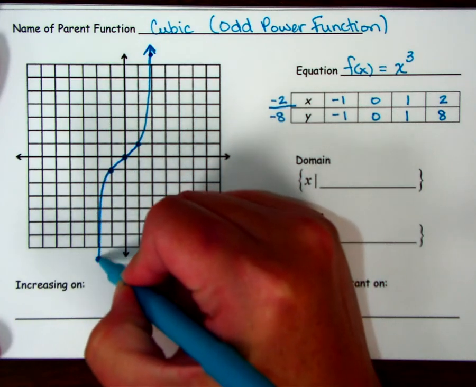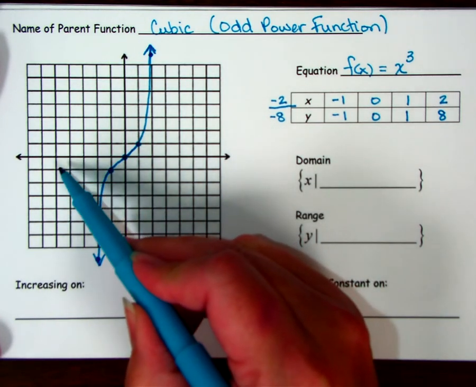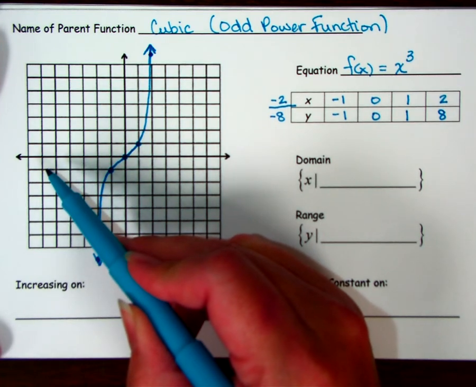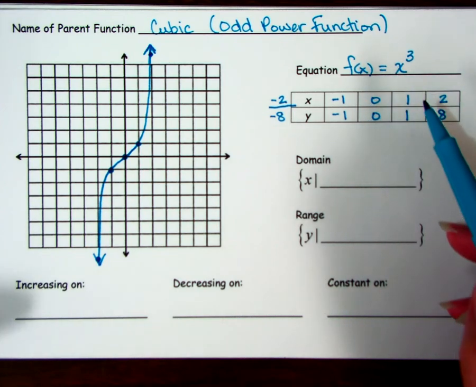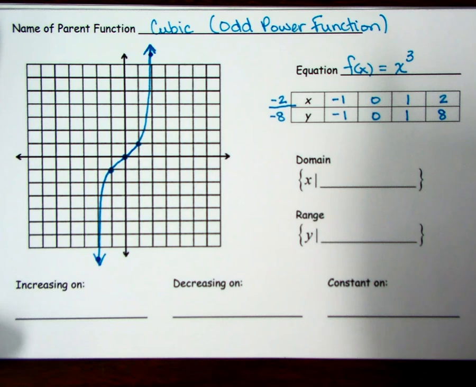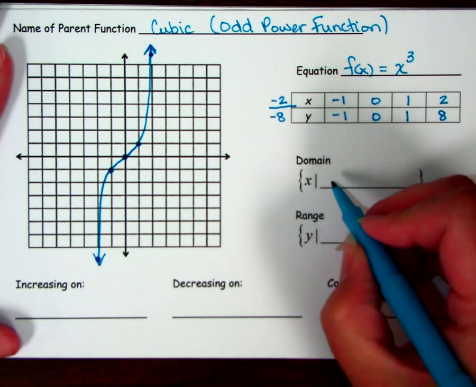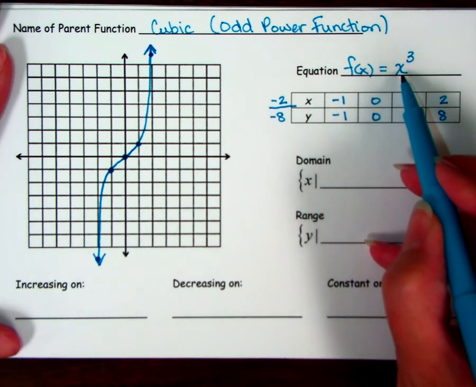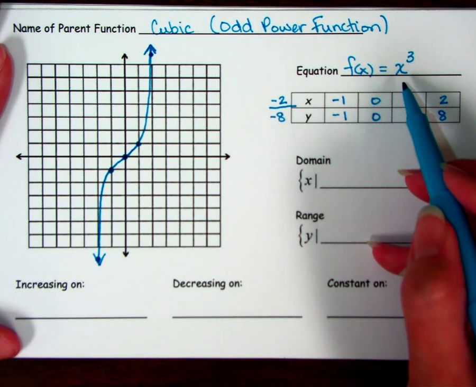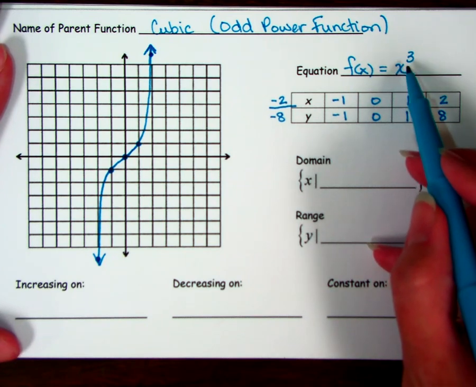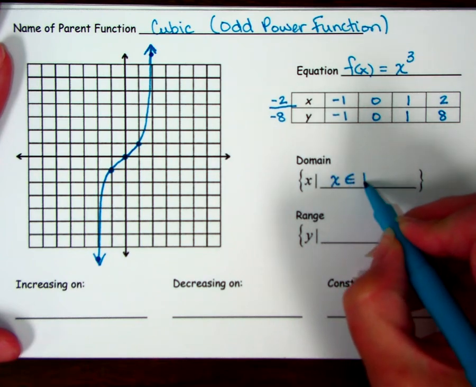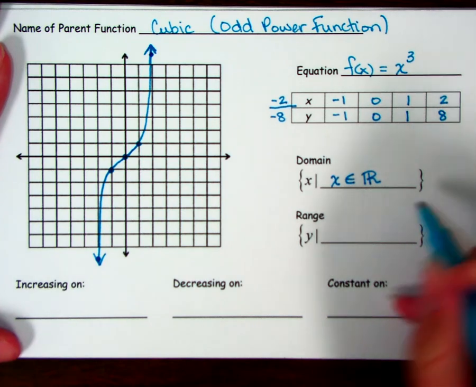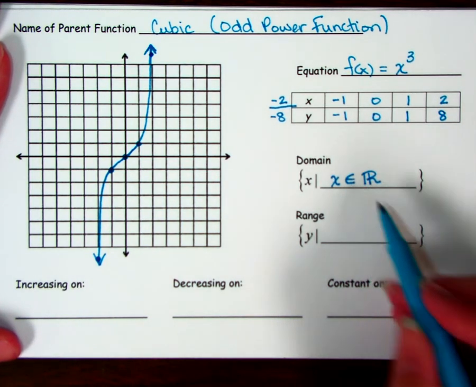Same thing on the other side. I could continue making x values that are smaller and smaller, closer to -infinity, and I would continue getting y values to go along with them that are also closer and closer to -infinity. The domain on this one, since I can choose any x value I want to and put it in here, any number between negative infinity and infinity, and still be able to get a y value to go along with it, that would mean that the domain of this one is any real number. So I'd say x belongs to the set of real numbers.